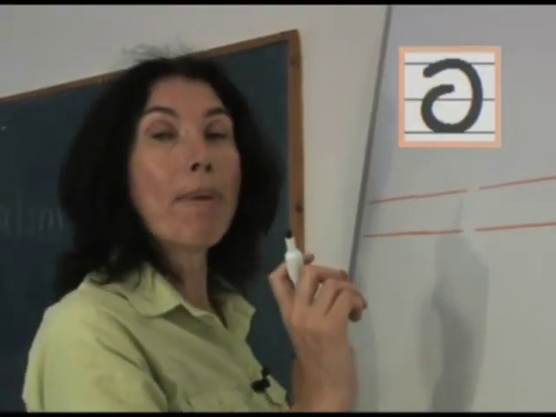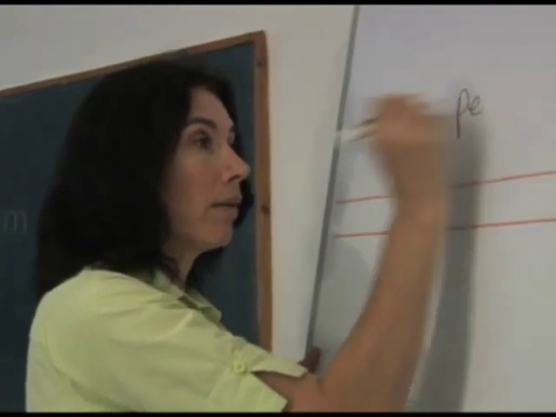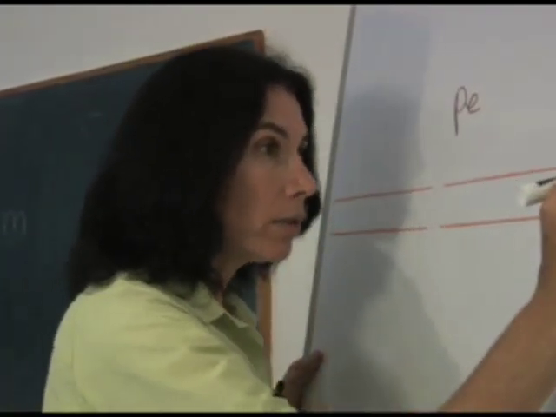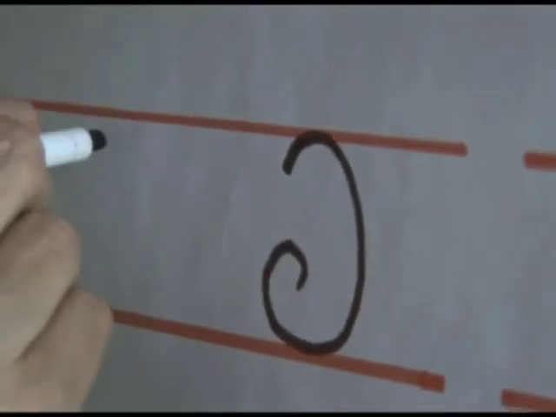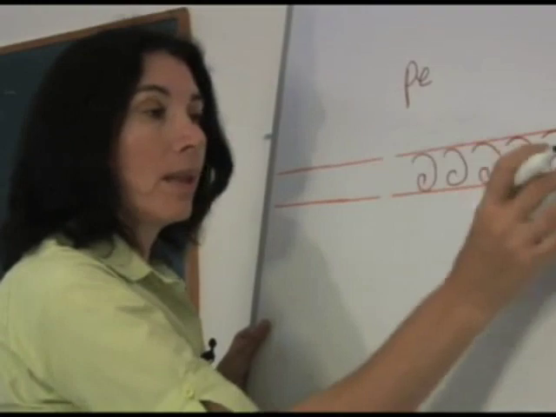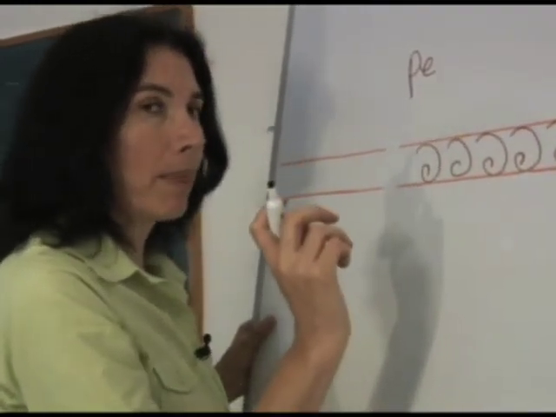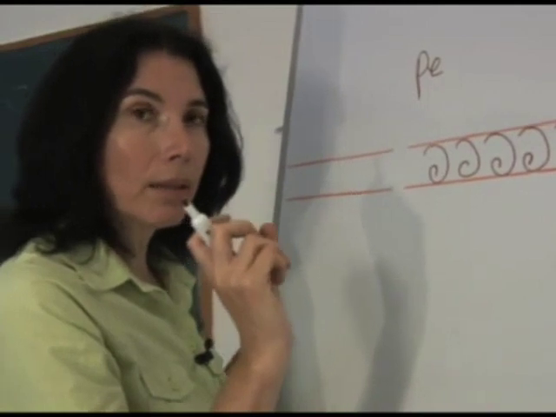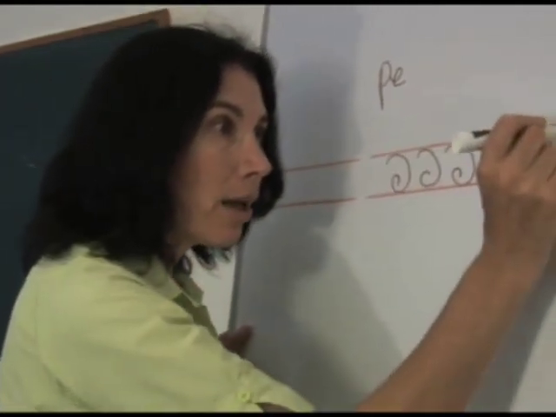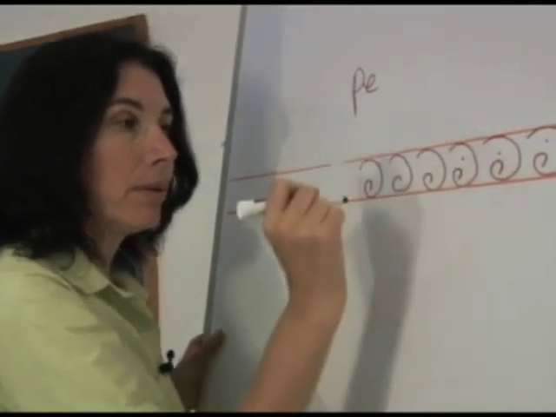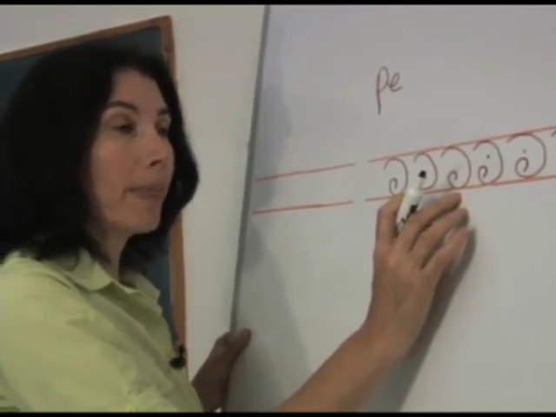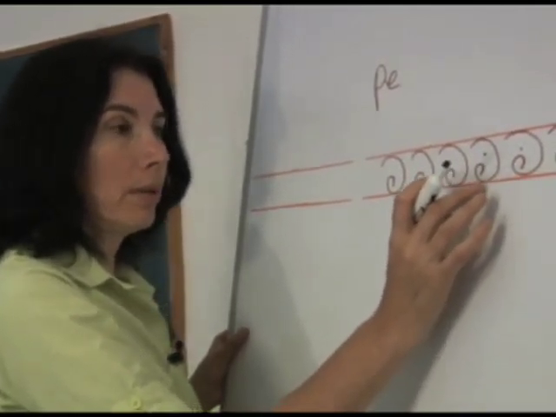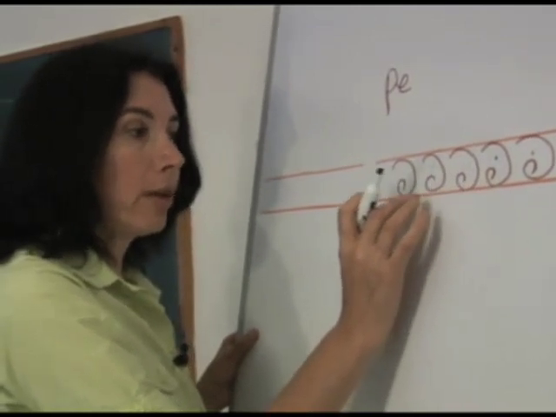Here is the letter P. You write it one continuous flow in between the lines. Here, like bet and kaf, sometimes you have a dot inside, but sometimes you don't. If you don't have a dot inside, you pronounce it f. So, p, p, p, f, f, f.